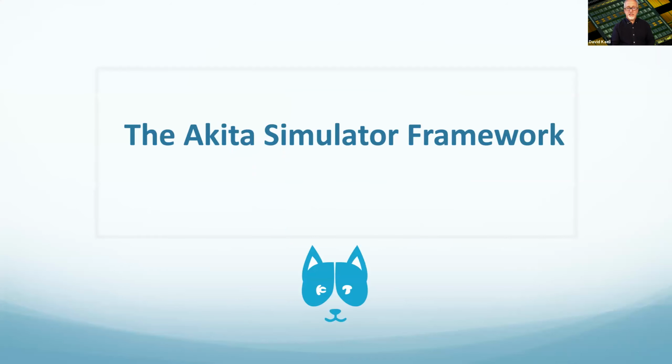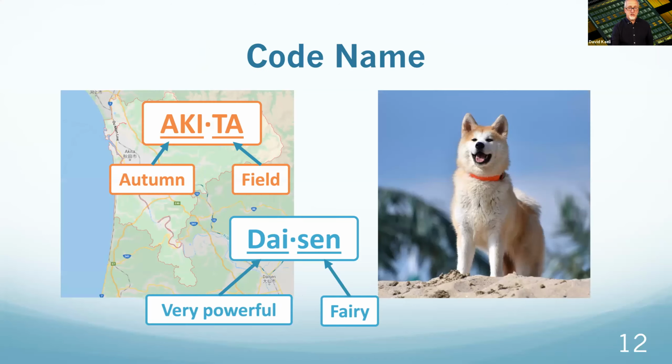So let's talk about Akita, our implementation of a simulator framework. The name Akita is a Japanese word. Aki comes from autumn and Ta comes from field. It's actually a location in Japan. Dyson, our visualization framework, is also a place in Japan. And just so you know, Akita is also the name of a dog, a very nice dog.